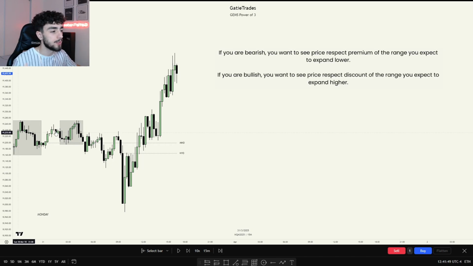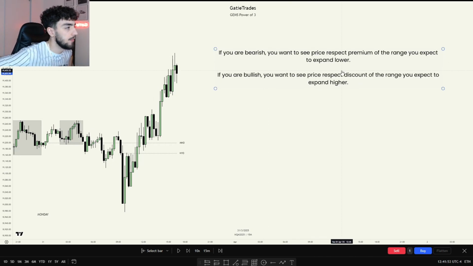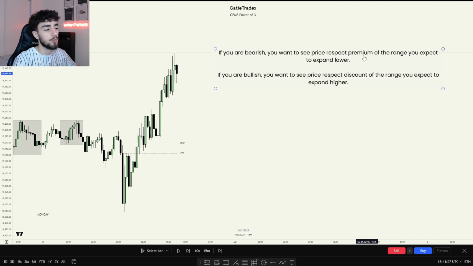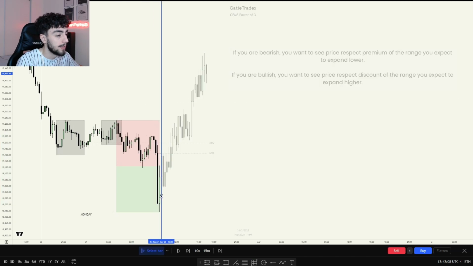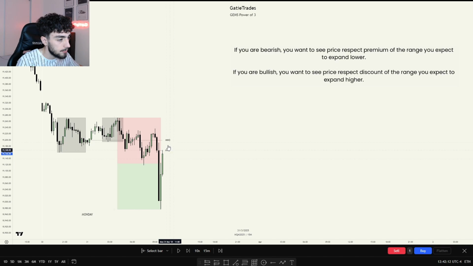Okay, so the first thing we're going to cover is this last idea we talked about in the PDF, which is if you are bearish, you want to see price respect premium of the range that you expect to expand lower. And if you are bullish, you want to see price respect discount of the range you expect to expand higher. So over here, we have the daily range. Let's say at this point we have the swing point. This is the 15-minute time frame. This is Monday, March 31st. This is your daily range, right?